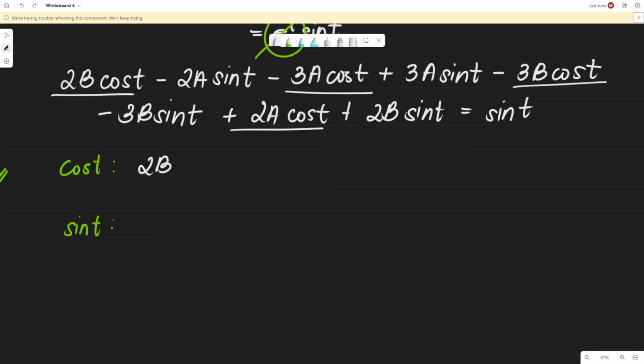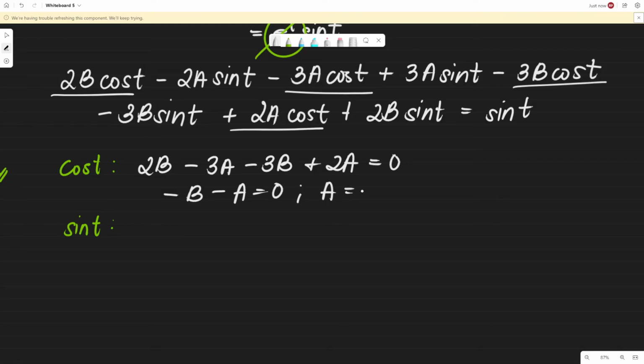So, we have 2b minus 3a minus 3b plus 2a is equivalent to 0. So, simplifying, we have negative b minus a is equal to 0. So, we have a is equivalent to negative b. So, later gagamitin natin yan to solve for the value of b.